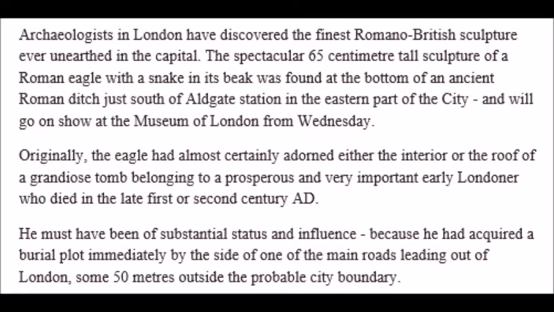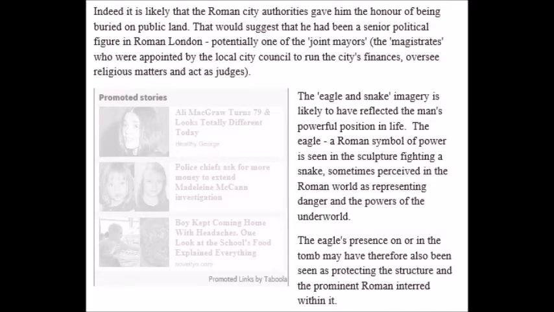This article's obsessed with this being part of a burial. The eagle and snake imagery is likely to have reflected, here we go, the man's powerful position in life. It's in a ditch. The eagle, a Roman symbol of power, is seen in the sculpture fighting a snake, sometimes perceived in the Roman world as representing danger and the powers of the underworld. The eagle's presence on or in the tomb may have therefore also been seen as protecting the sculpture and the prominent Roman interred within it.